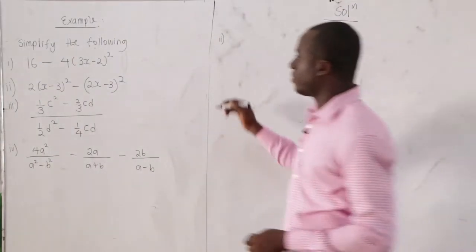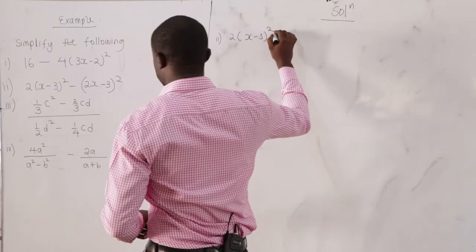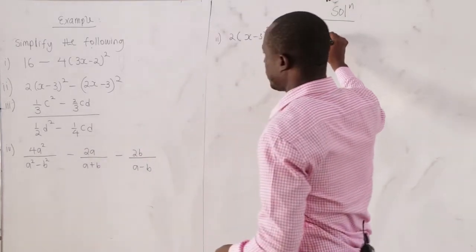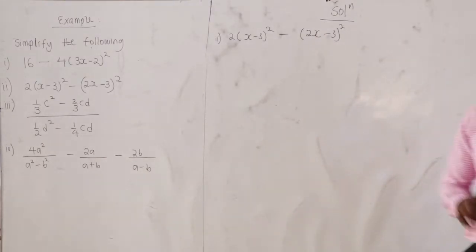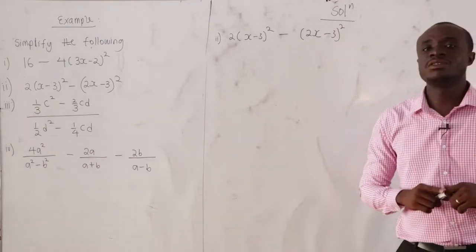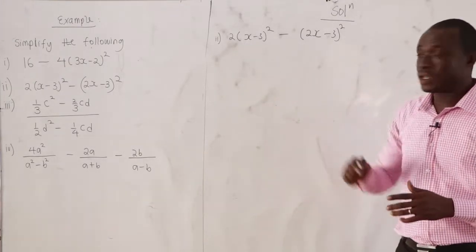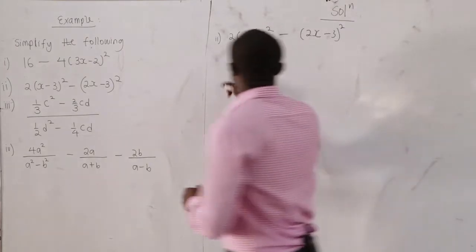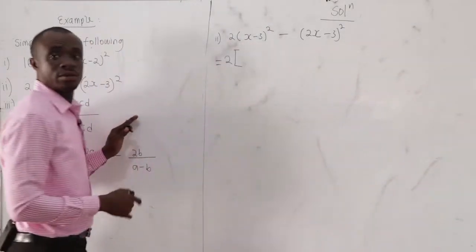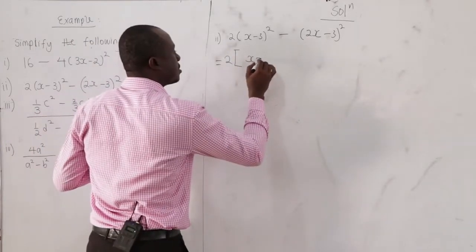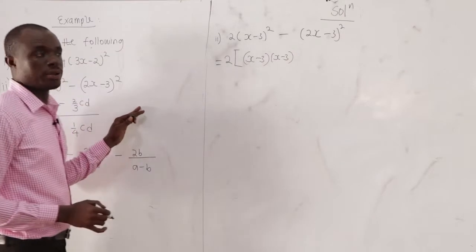Now let's see the second one. We have 2(x minus 3) all squared, minus (2x minus 3) all squared. Now here we can't apply difference of two squares, unless we bring root 2 over here, then we square it. So with this, we have our 2 outside here. Now we have (x minus 3) all squared, and this is just (x minus 3)(x minus 3).